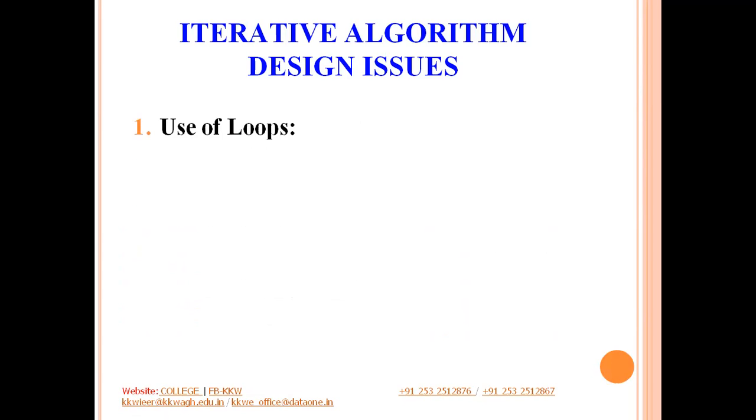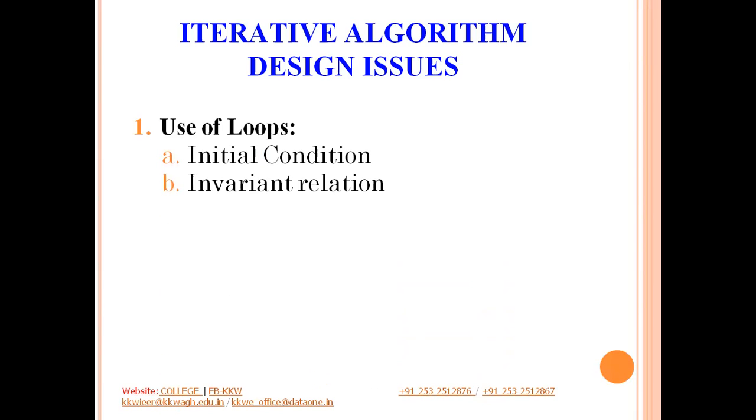So in this lecture, we are going to see the iterative algorithm design issues. First is the use of loops. Whenever we talk about loops, we know that whenever we write any looping construct, it consists of three components, which are these: initial condition, invariant relation, and termination condition, right? So we will see each one of them, how to write these components of the loop.